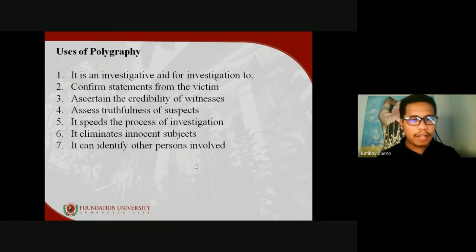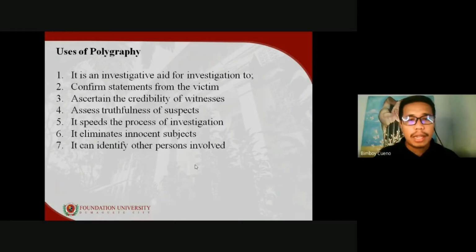Uses of polygraphy. So, muna yung mga gamit. Significance of having polygraph examination. It is an investigative aid for investigation to confirm statements from the victim, ascertain the credibility of witnesses, assess truthfulness of suspects. It speeds the process of investigation. It eliminates innocent subjects, especially if there are an array or a list of subjects.